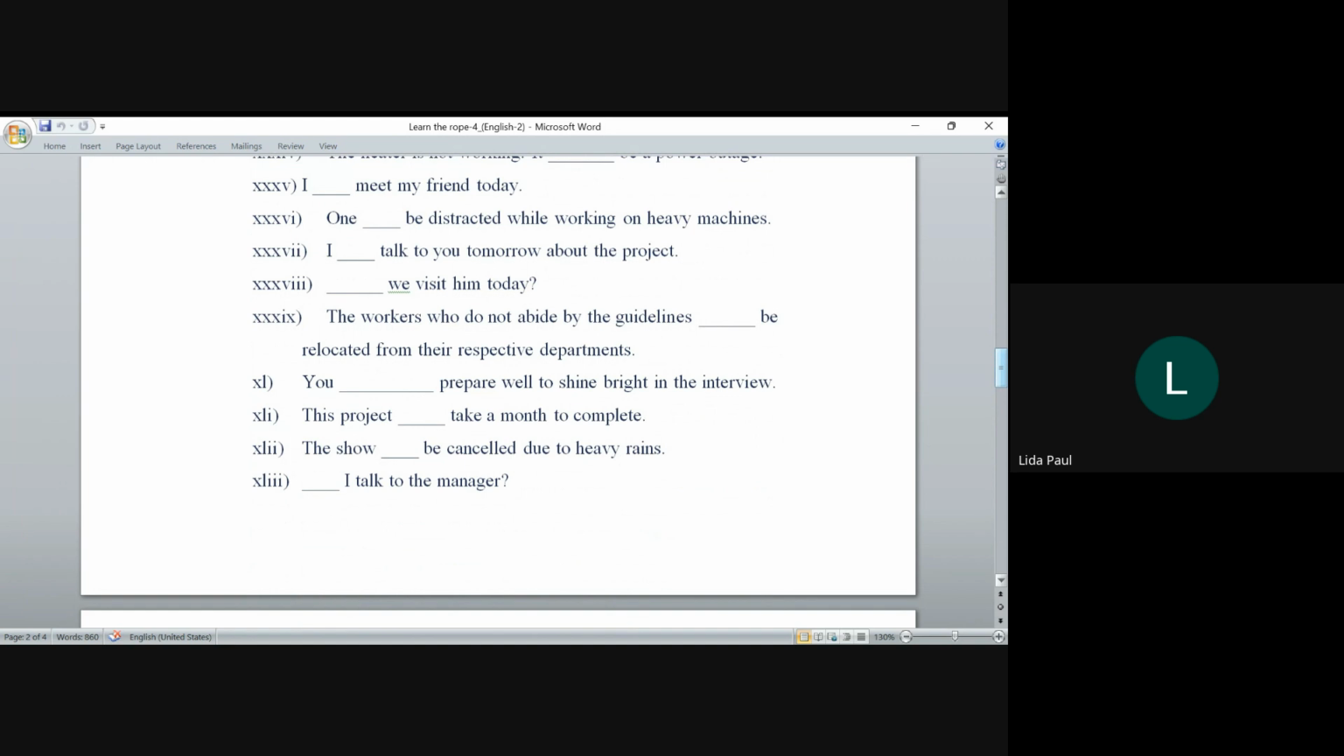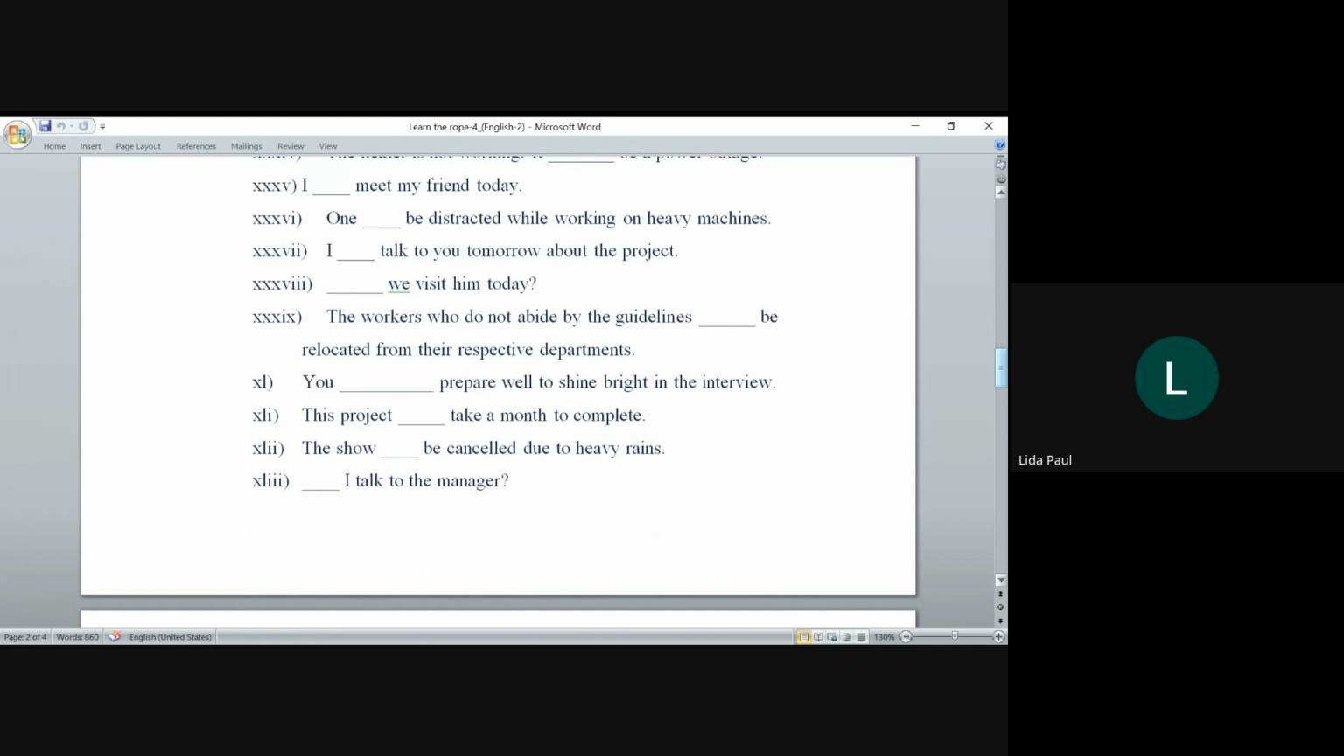Context, willingness. Dash we visit him today. We should? Shall, right? No, because this is an interrogative sentence, right? So shall.